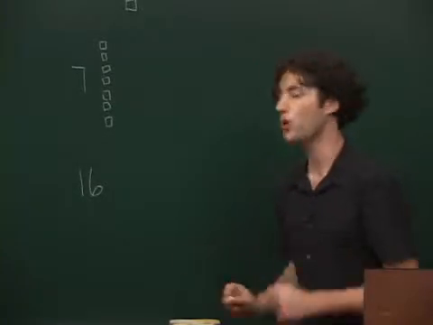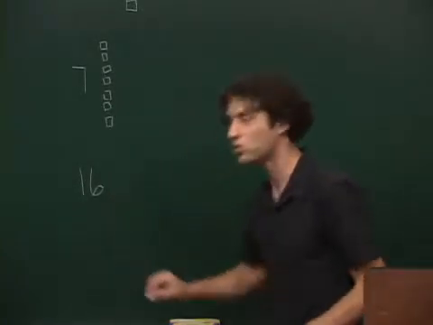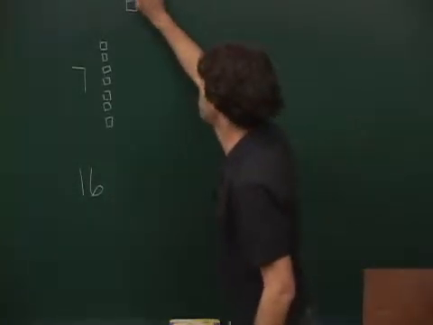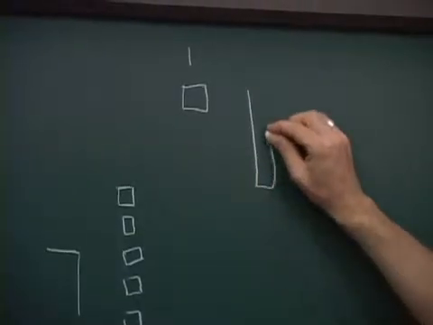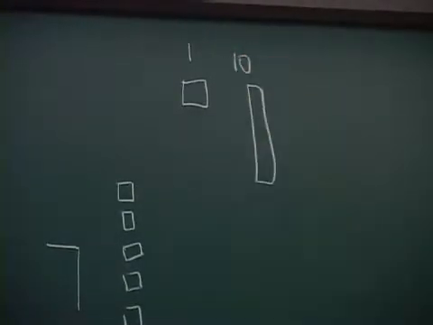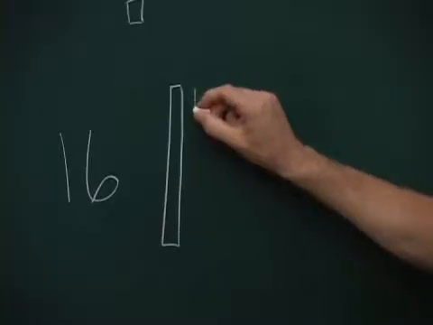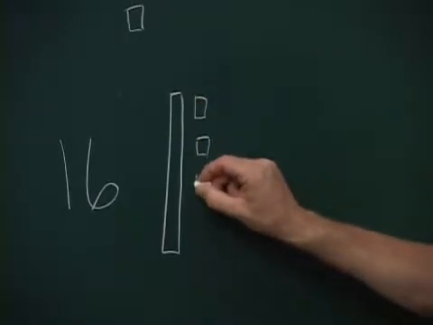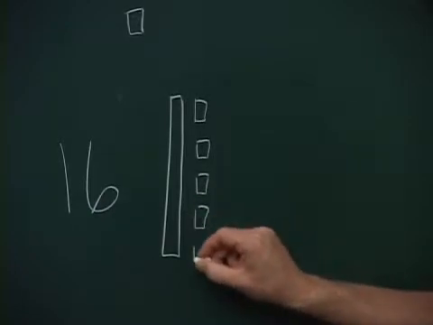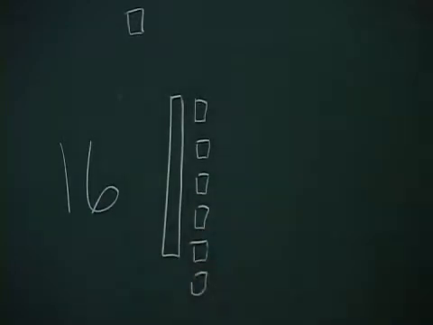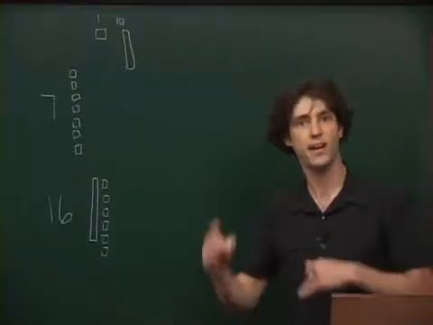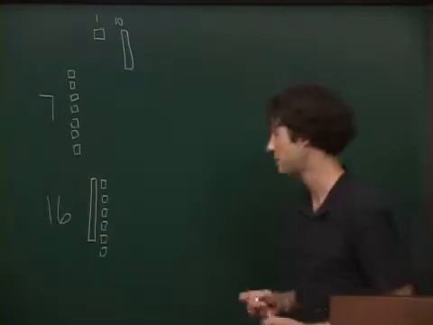Now, if I gave you a bigger number like 16, you could do 16 little squares. Or if I told you that a line was equal to 10, you could just put one line and 6 small squares, like that. And it's equal to 16, instead of putting 16 little squares.